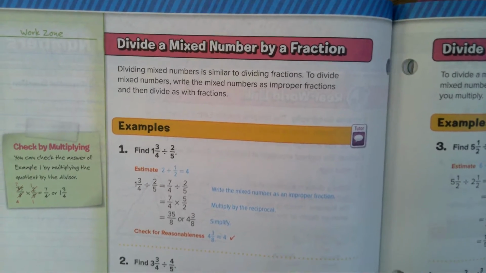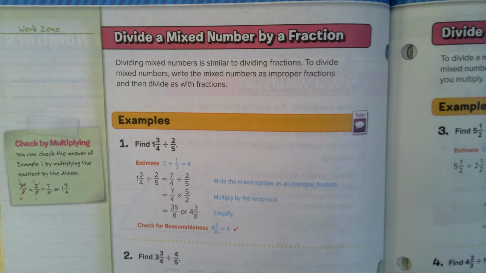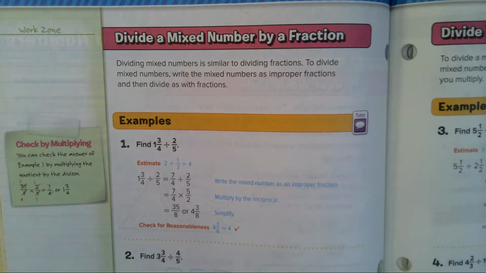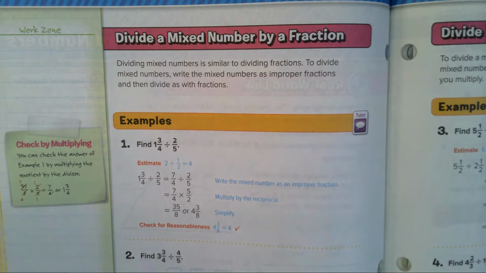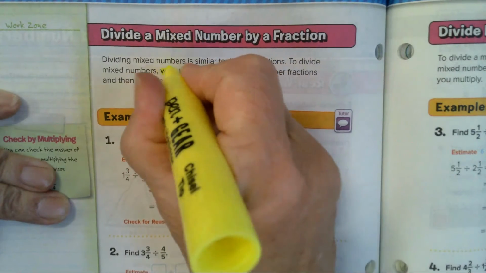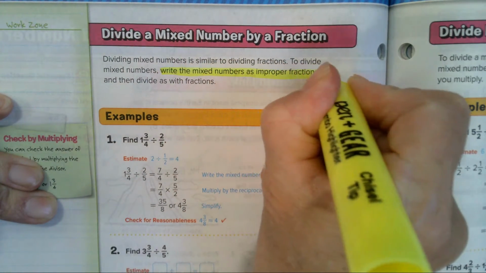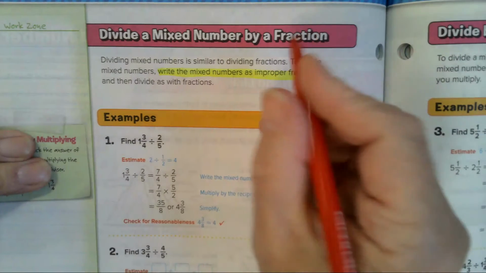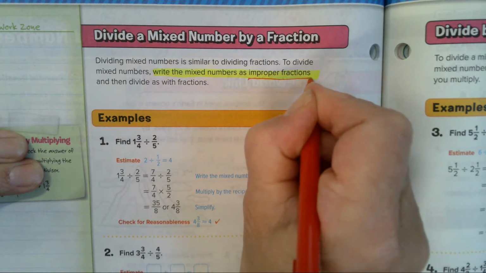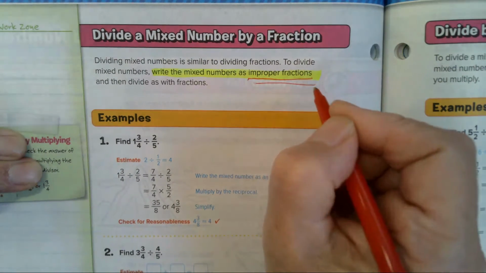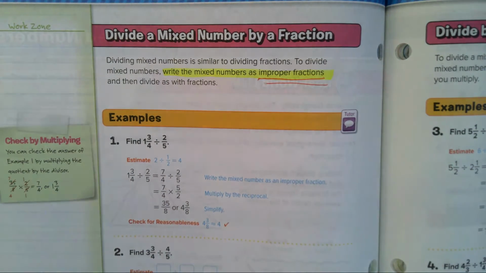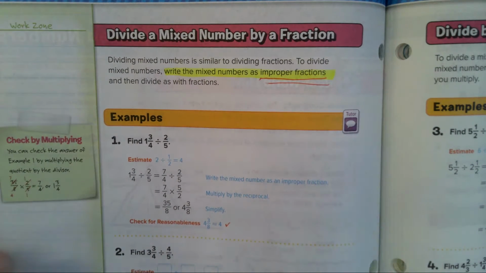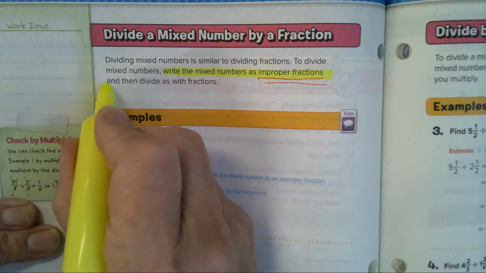Divide a mixed number by a fraction. All right, dividing mixed numbers is similar to dividing fractions. To divide mixed numbers, this is the part you have to do. I want everyone to underline this. Write mixed numbers as improper fractions. That's the big key. Change all mixed numbers to improper fractions. You multiply, add, and put it on top. Then you divide as you would with other fractions, okay?